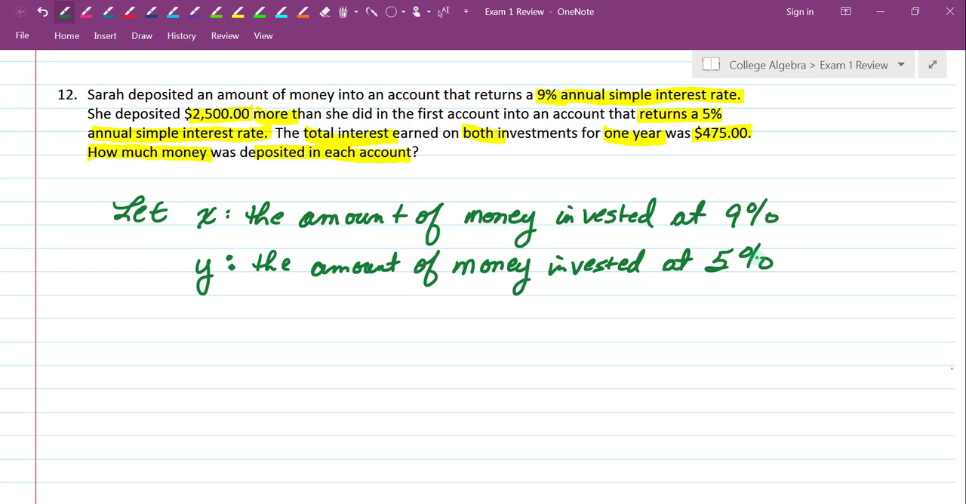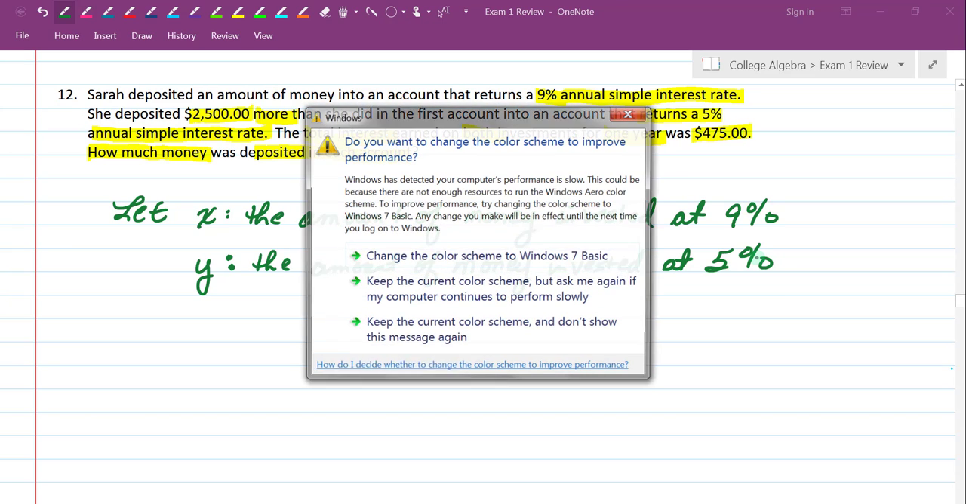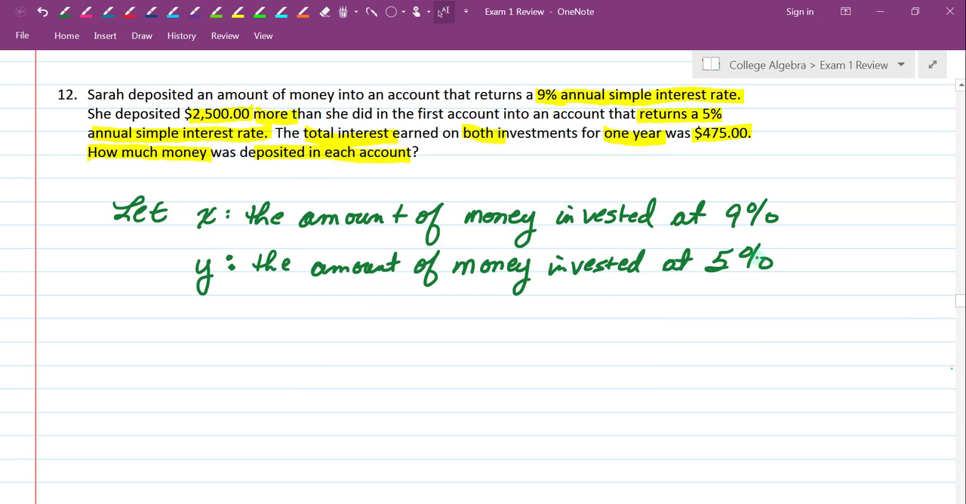We know that it says she deposited $2,500 more into the 5% than she did the first. So that means Y is going to equal X amount of money plus $2,500. Because Y is the amount invested at 5%, and it says right here she deposited $2,500 more than she did in the first account into an account that returned 5%. So I know that's talking about Y.